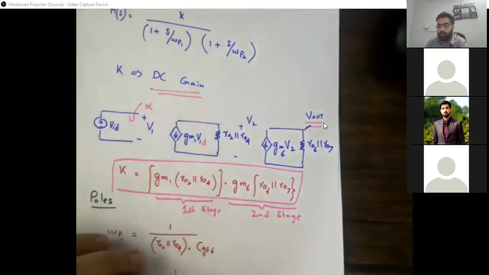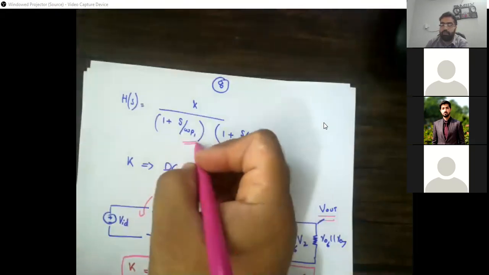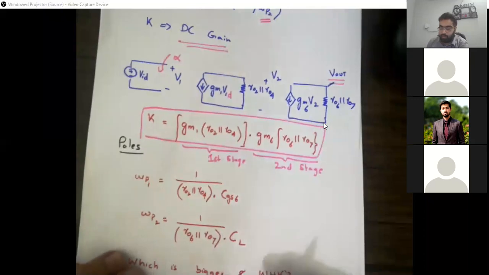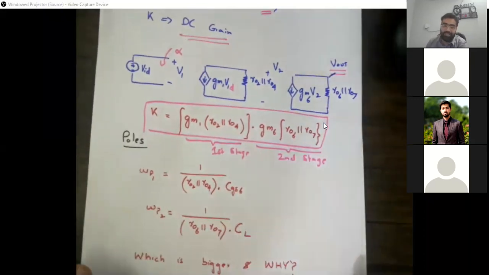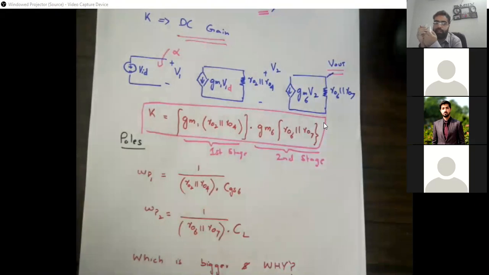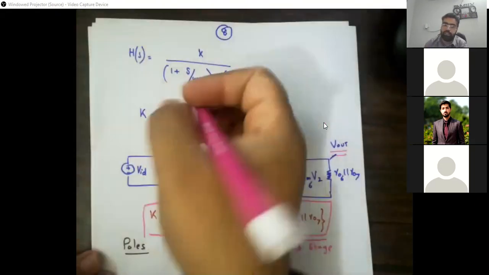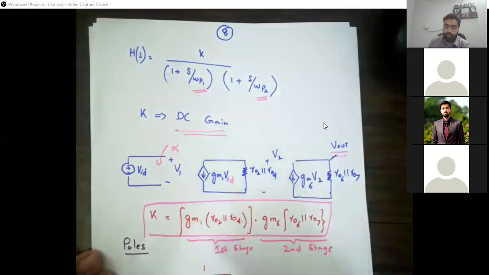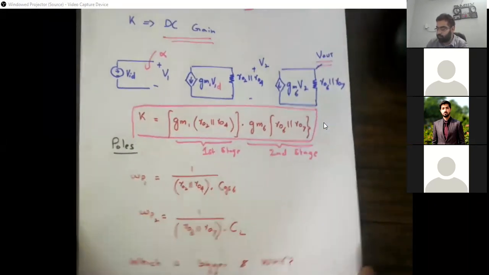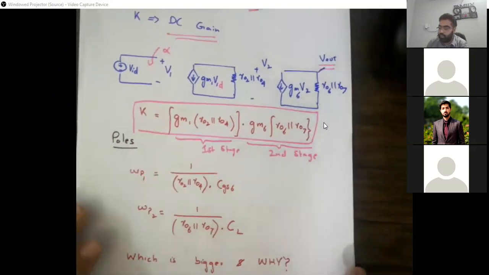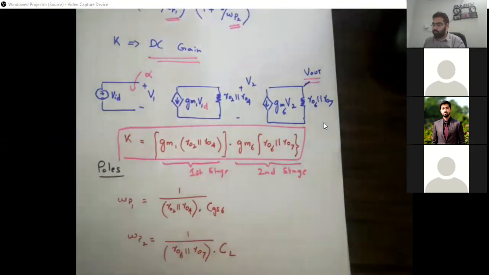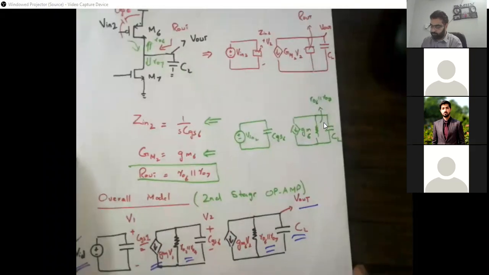So if there is no confusion, we need to move towards the other thing, which is WP1 and WP2. Let's derive these. We will see later on which of these is dominant. For now we are just calling the pole of the first stage WP1 and the pole of the second stage WP2. Okay, we are just doing this. So let me look at the first stage pole in the overall model.